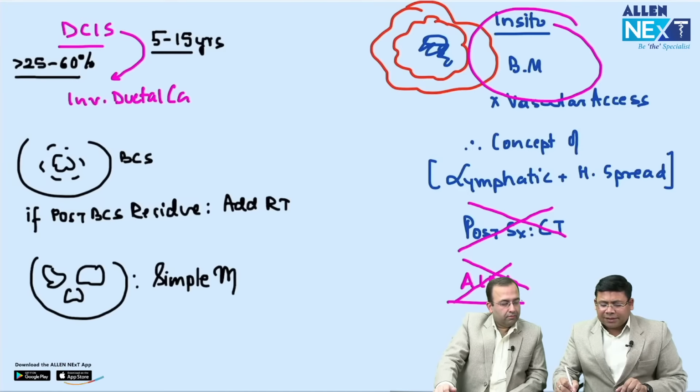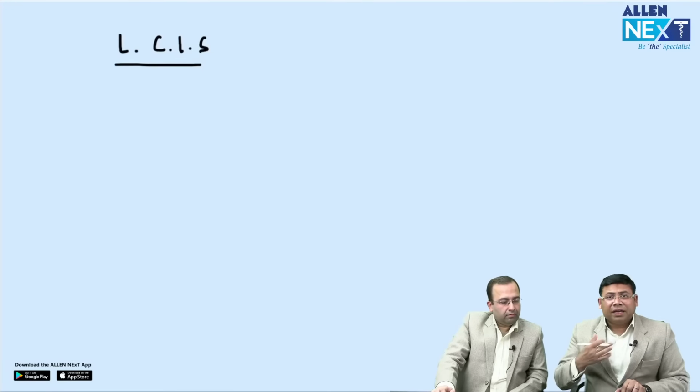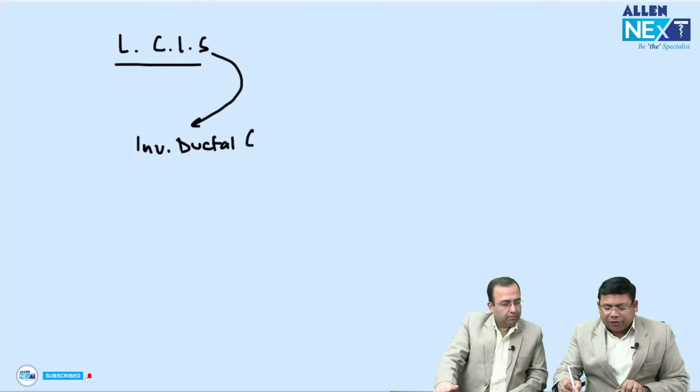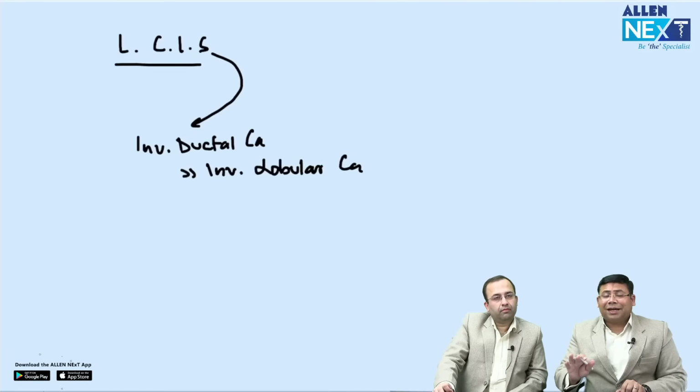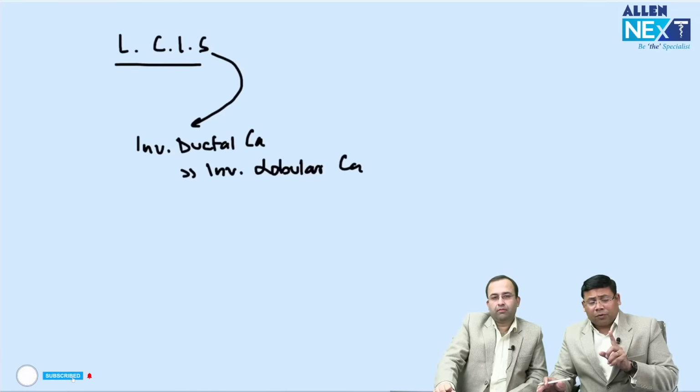Now you will say, sir, forget about that thing, tell me something about LCIS. Now try to understand, when we talk about LCIS, do we have that fear? Yes, we have that fear. And do you know that LCIS can convert into invasive ductal CA also, more than invasive lobular CA. So this is very, very important: LCIS is not an anatomical congener of the lobular cancer.